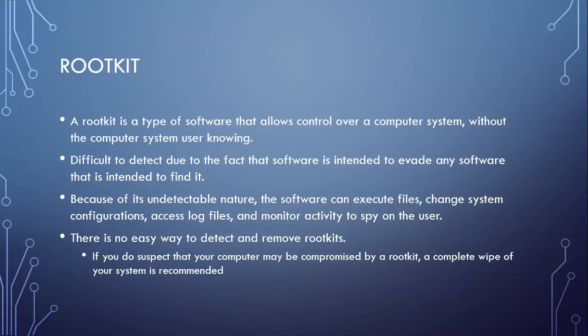Now, if you do suspect that your computer may be compromised by a rootkit, the easiest way to get rid of one is to do a complete wipe of your system. Just reinstall the operating system. Wipe everything, get rid of all your system files, reinstall. Boom, you're good to go.